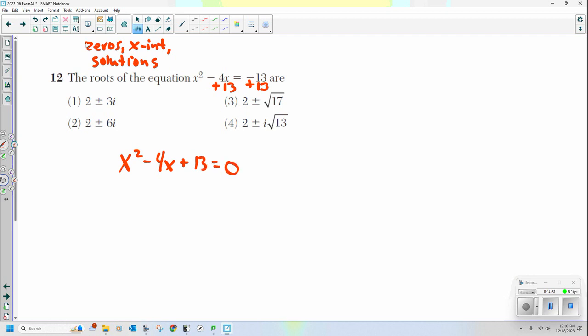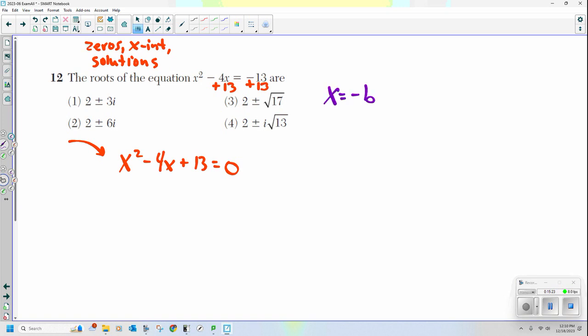3 terms, it is a 1x squared. So I could say to myself, 2 numbers that multiply to be 13 that add to negative 4. Guess what? There are none. Take a look at the 4 answers they supplied to me. They do not look like nice whole numbers. I am going to have to use the quadratic formula.